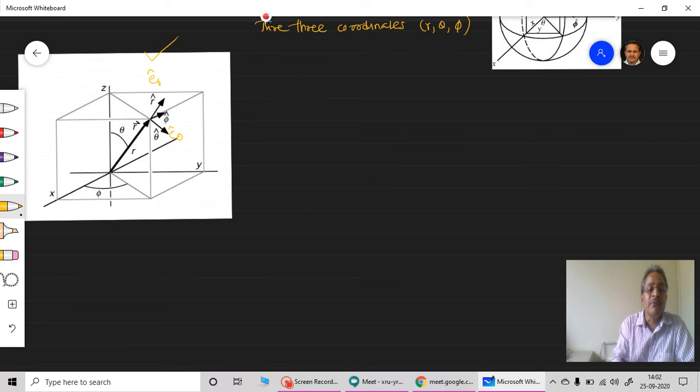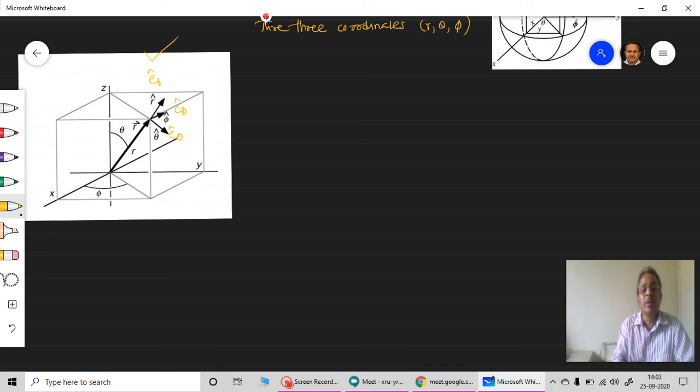And this is phi. Phi is increasing in this direction. Phi is the angle made by the projection of this r bar on the xy plane with the x axis. So this angle is phi. Phi increases this way and goes on increasing until it comes around again, at twice pi. So phi is increasing here, and this third vector shown here is actually e phi cap.